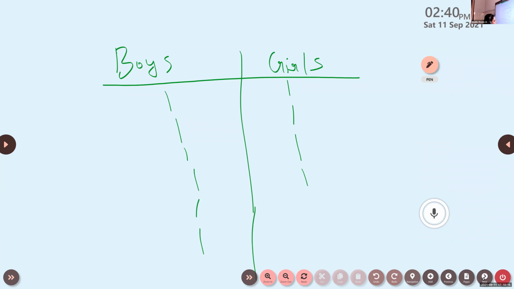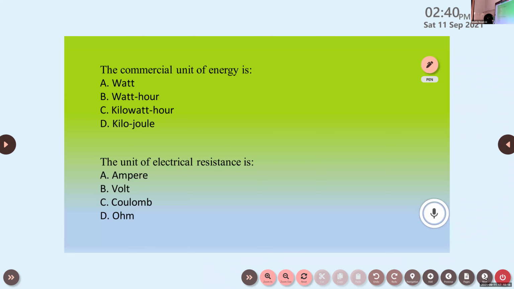Then the next question is to girls. Commercial unit of electric energy. Kilowatt hour. Very good. The SI unit of energy is joule, but here the question is commercial unit of electrical energy. Commercial unit of electrical energy is kilowatt hour.